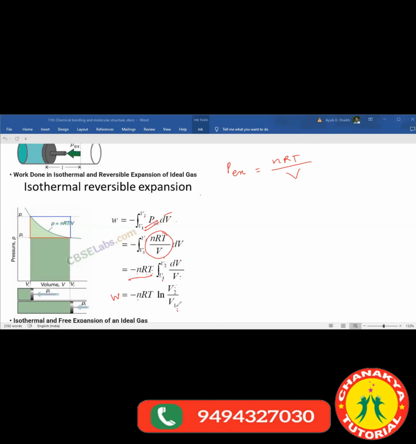Why have we written V2 upon V1? Because our limit is between V1 and V2, so the higher limit goes up and the lower goes down. And what is dV? It is an infinitesimal, very, very small change in volume, not temperature. Similarly, dt is a very small change in time, and dP means a very small change in pressure. Keep these things in mind.